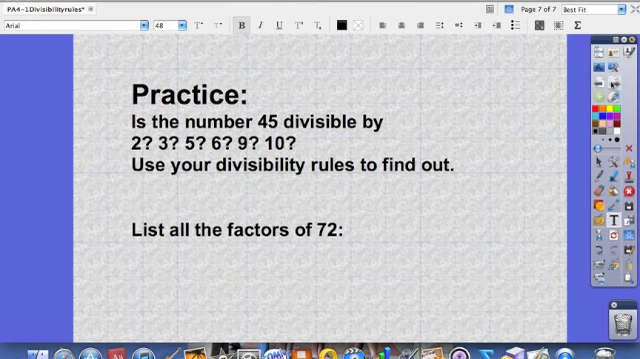Next, you're going to do these practice problems and bring them to class tomorrow. Tell me, is 45 divisible by 2, by 3, by 5, 6, 9, and 10? I'd like to know for each number. Use your divisibility rules to find out. Last, I'd like you to list all of the factors of 72.